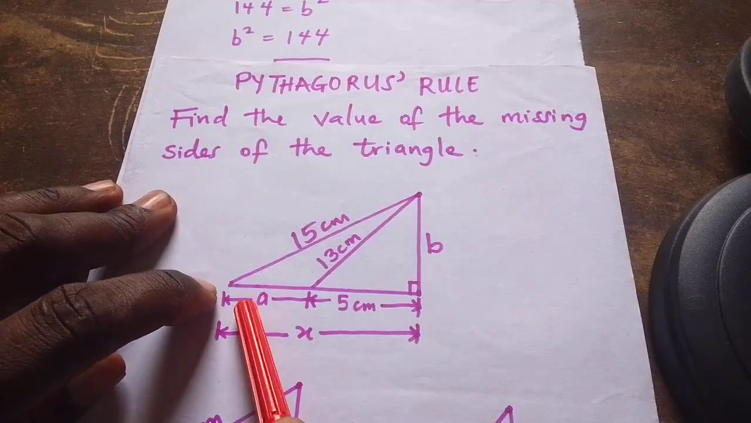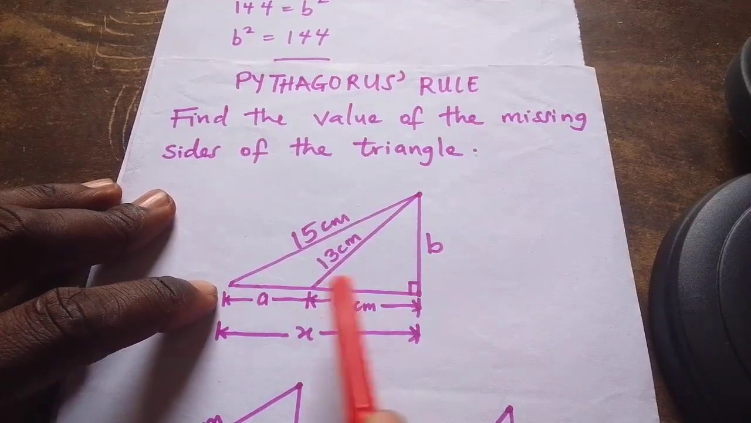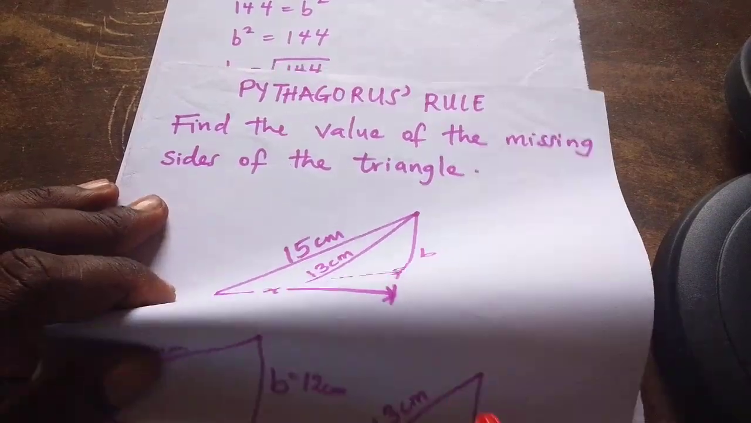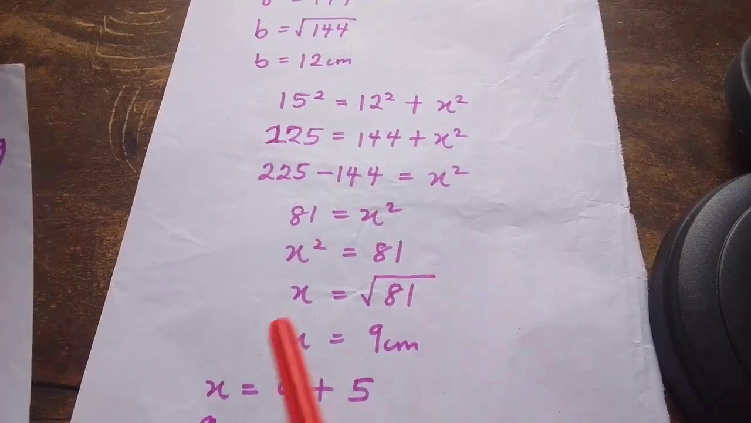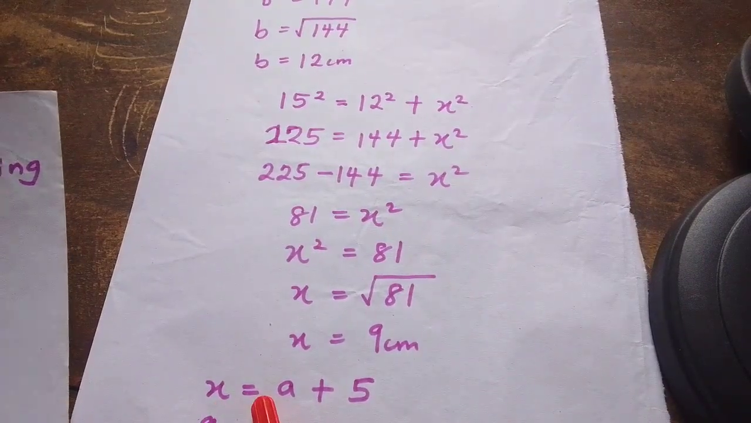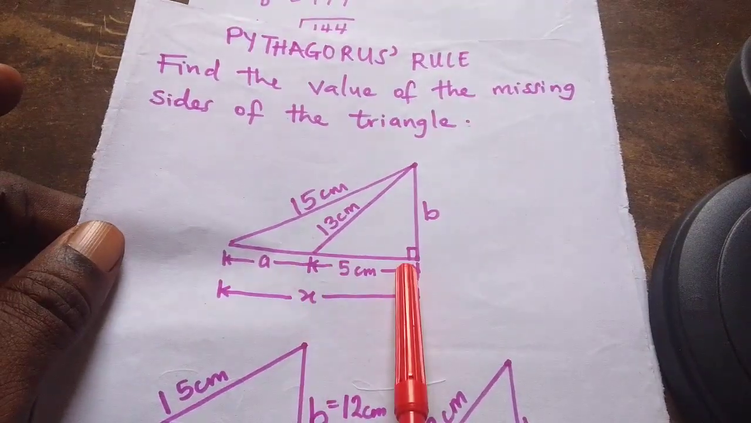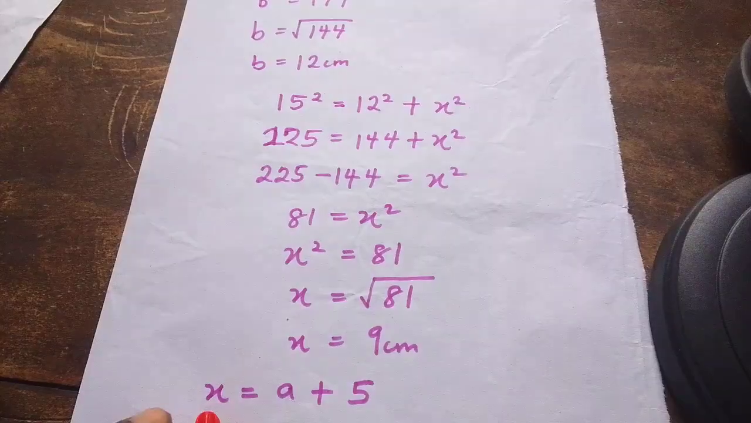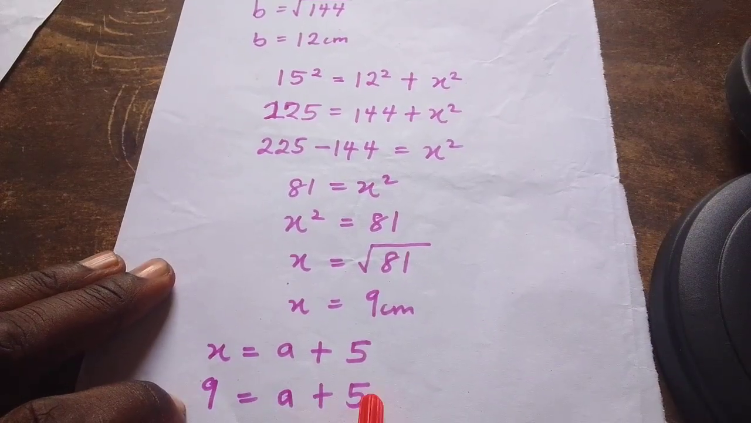And you know that we are told to look for a. We are given a part of this place. A plus 5 centimeter should be equal to X, which is 9. So that means our x should be equal to a plus 5 centimeter. So we've calculated our x to be 9. 9 is equal to a plus 5.